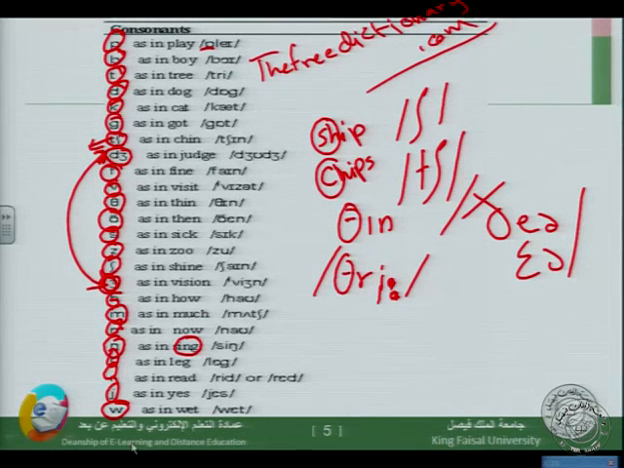The interesting thing in this website, it gives you the meaning of the word, the transcription, and how to use it in context, and how to pronounce it in the British and the American accents. So you have both choices. If you're interested in the British accent, just click on the British flag. If you're interested in the American accent, click on the American flag.